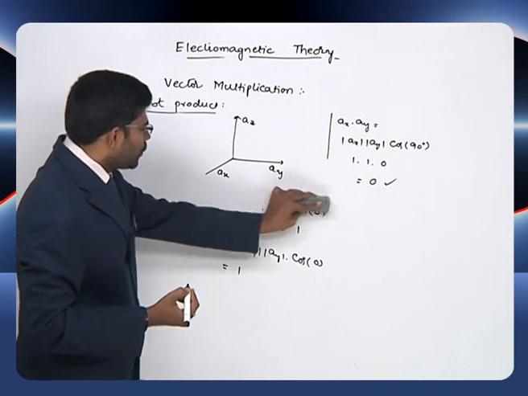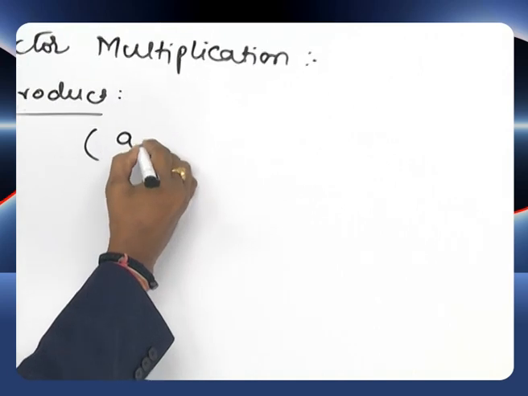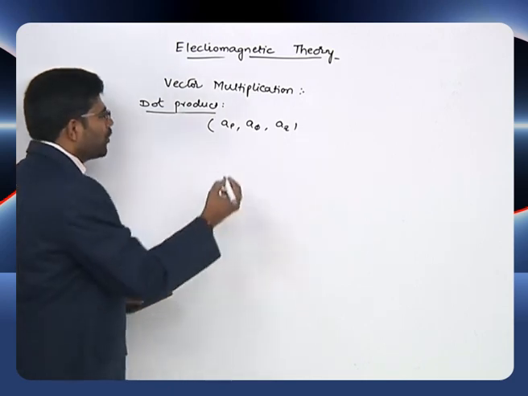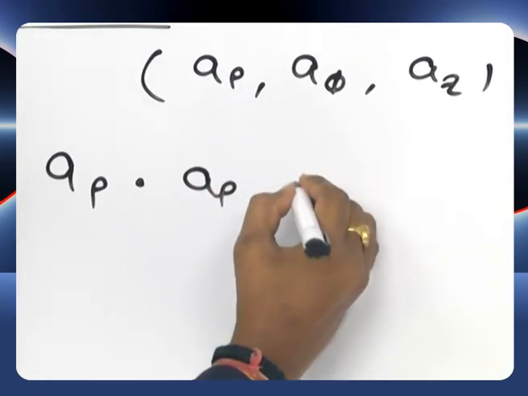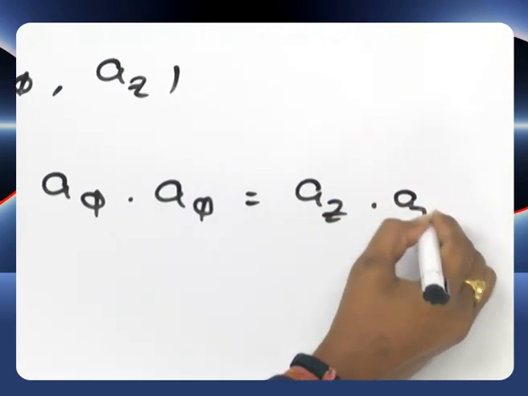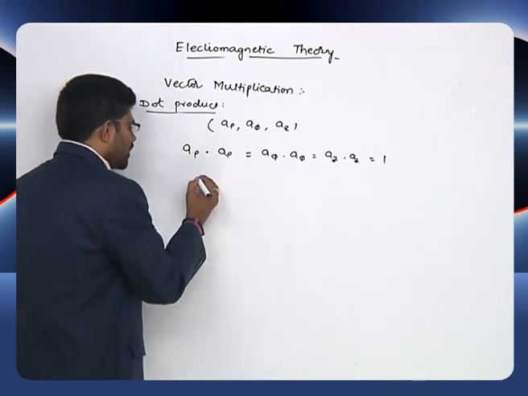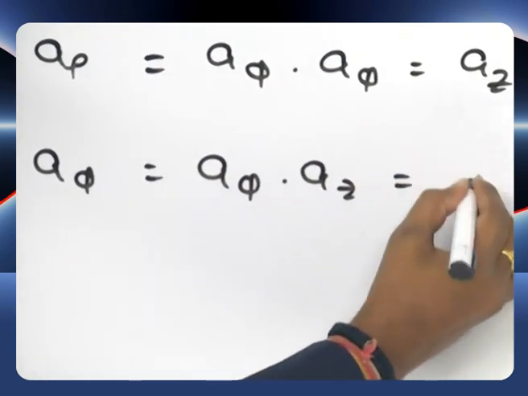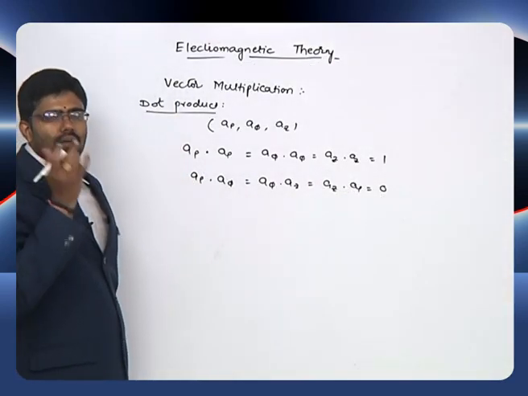So if you consider the unit vectors in our cylindrical coordinate system, they are a rho, a phi, a z. So here also, if you apply the dot product for all the vectors in different combinations, that is a rho dot a rho, a phi dot a phi, and az dot az, always these are equal to 1. And if you are considering the different combinations like a rho dot a phi, a phi dot az, and az dot a rho, these are equal to 0. That's simply what you can observe.